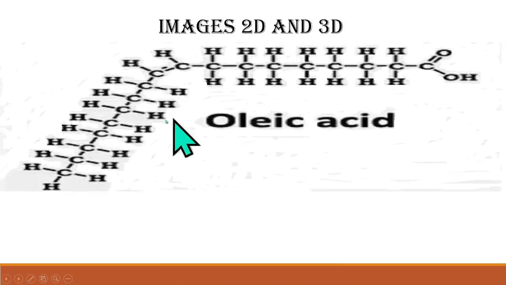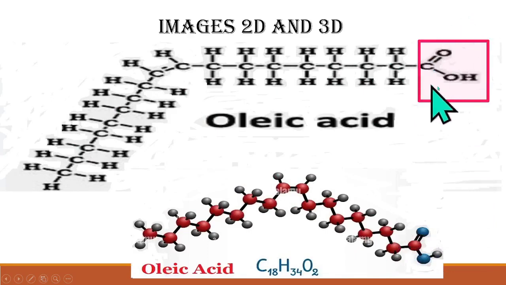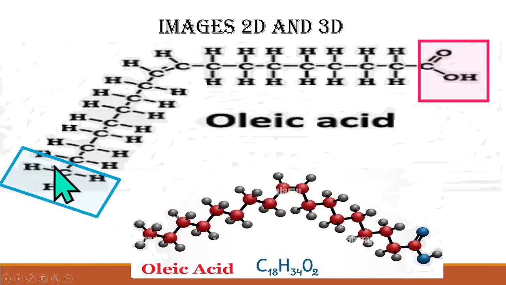3D and 2D images of the oleic acid. Okay, we can see here, it is complete. So it is 18 carbons, oleic acid. The bottom one is the 3D image of the oleic acid. This is the COOH carboxyl group of the acid, and this is the methyl group or omega carbon.